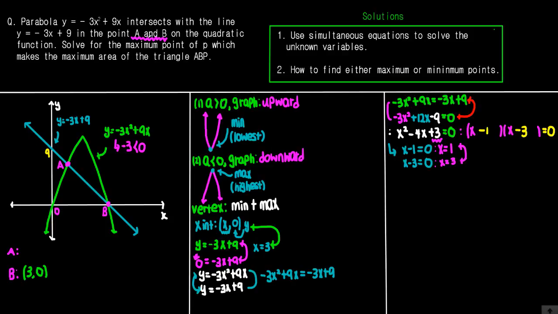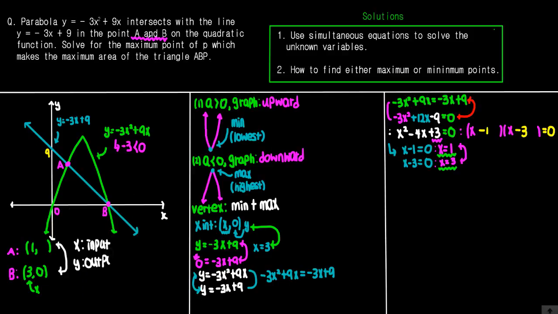At first, if you look at x is equal to 3, we already solved for it. x is equal to 3 will be our point B. And x is equal to 1 will be our x-coordinate, not a y-coordinate. In order to solve for our y-coordinate, we know that the x-coordinate is the input of our function, and the y value is the output of our function.